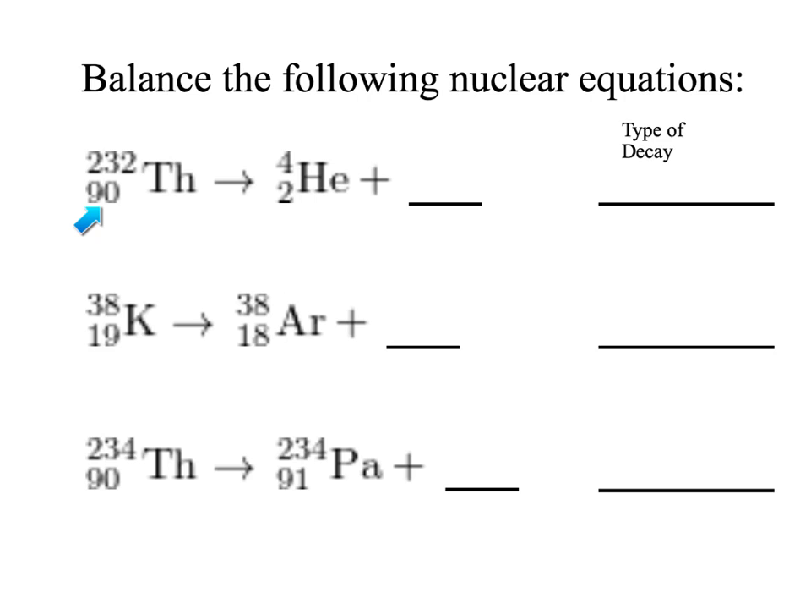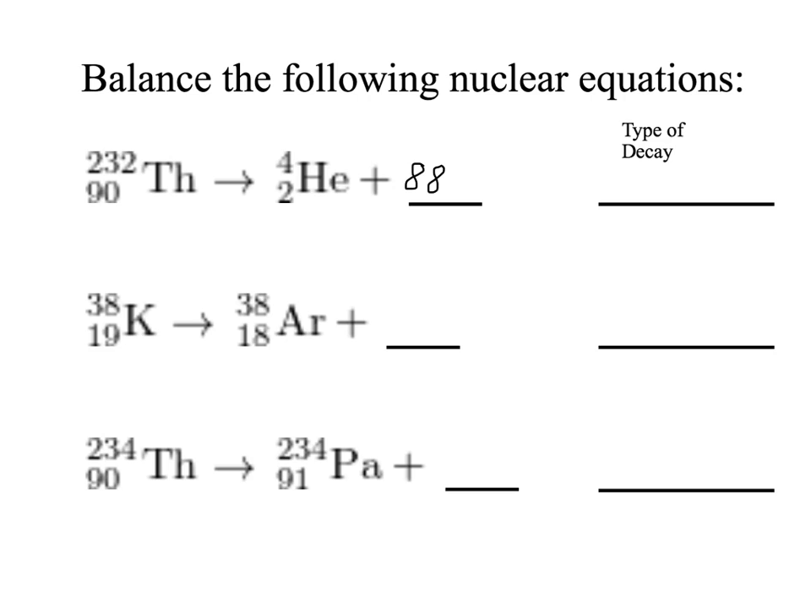So if the charge is 90, we'll start with the charge on the left. The charge on the left is 90. The charge on the right must also be 90. So we have to figure out what plus 2 equals 90. So if you want to figure out what plus 2 equals 90, hopefully you come up with the number 88.